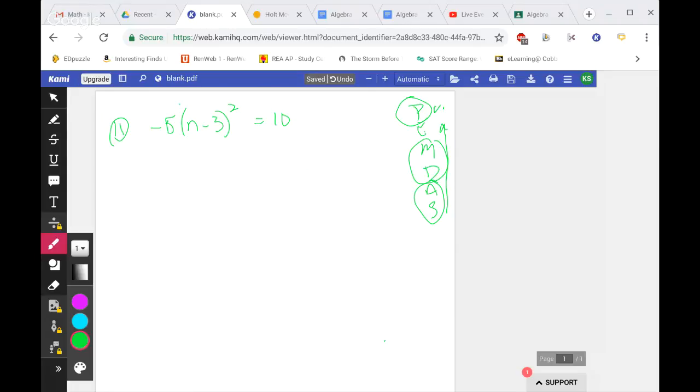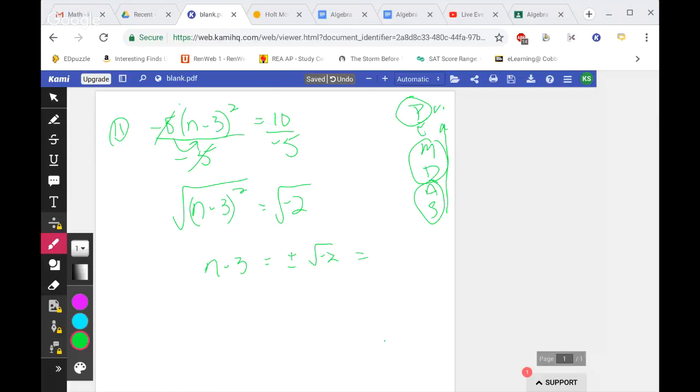Technically this -5 is being multiplied to this piece right here. So what I'm going to do is divide both sides by -5, the very first thing that I'm going to do. That cancels this out, and it leaves me n minus 3 squared equals -2. And now I'm going to take the square root of both sides. That gives me n minus 3 on this side, and it leaves me with plus or minus the square root of -2 on this side.